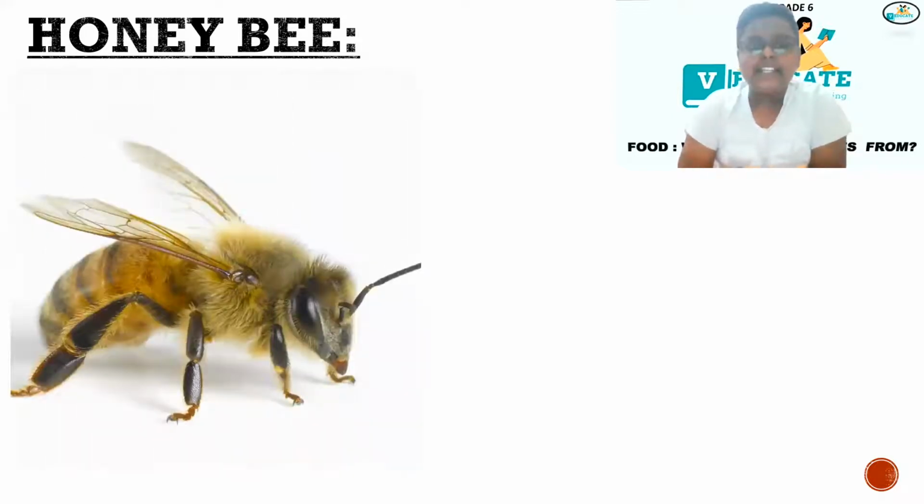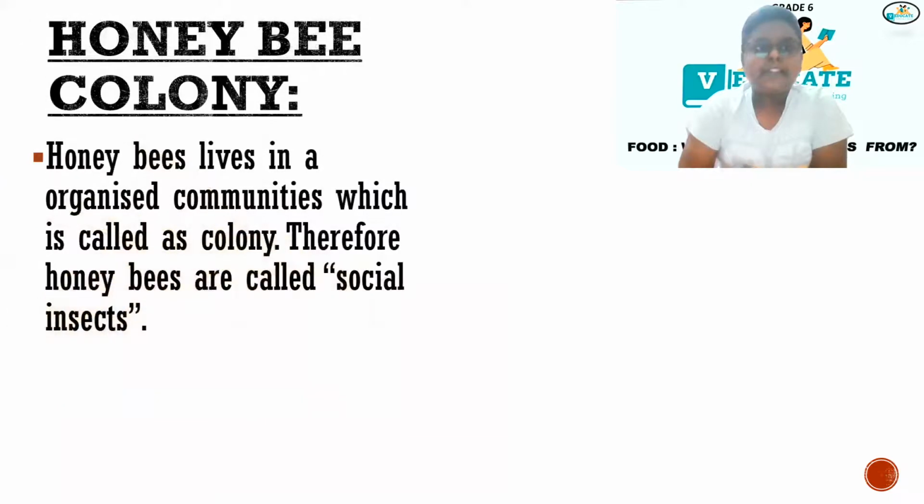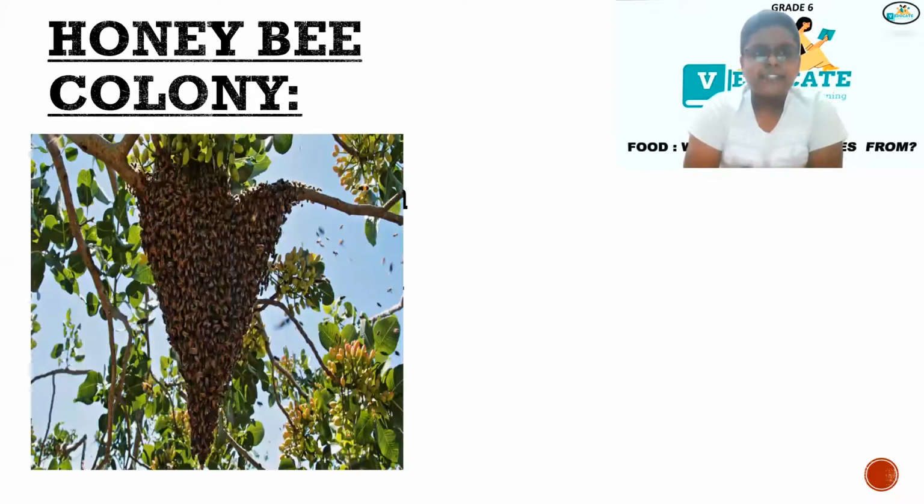Here you can see the honeybee and the honeybee colony, the shelter of honeybees. Honeybees live in organized communities which are called colonies. Therefore, honeybees are called social insects. As usual, they will be on trees, on houses, on walls, etc.